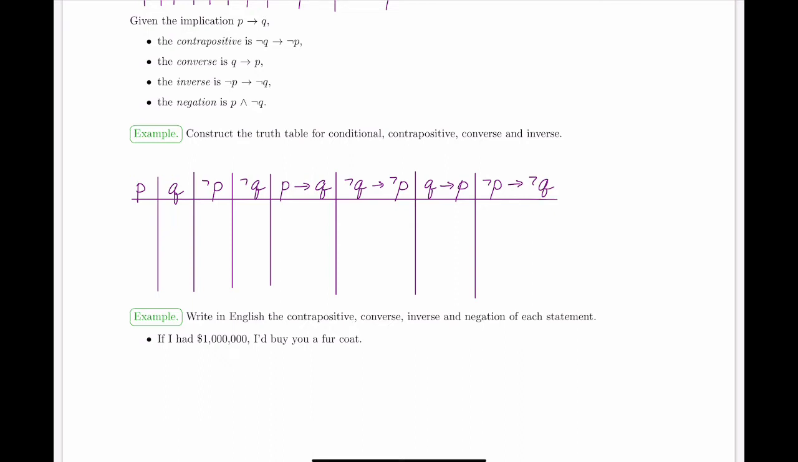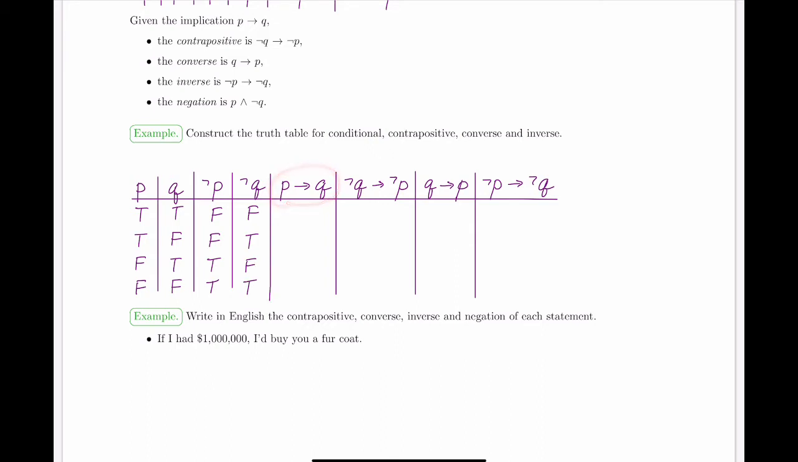Excellent. How do we go about filling this out? Well, first I'm going to start with assigning all possible combinations of values to P and Q. Here we go. Then the columns for not P and not Q are fairly straightforward. Not P is the negation of the column for P. Not Q is the negation of the column for Q. So this is nothing that we haven't seen before, and I can fill these out fairly quickly.